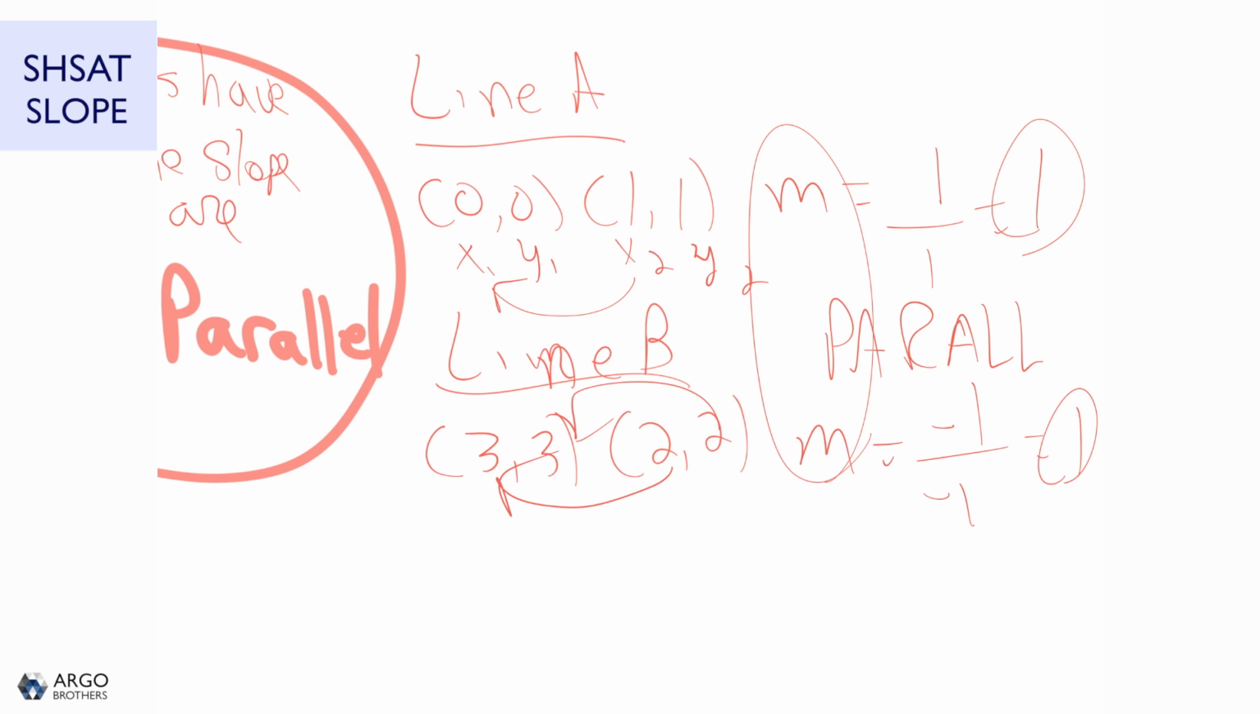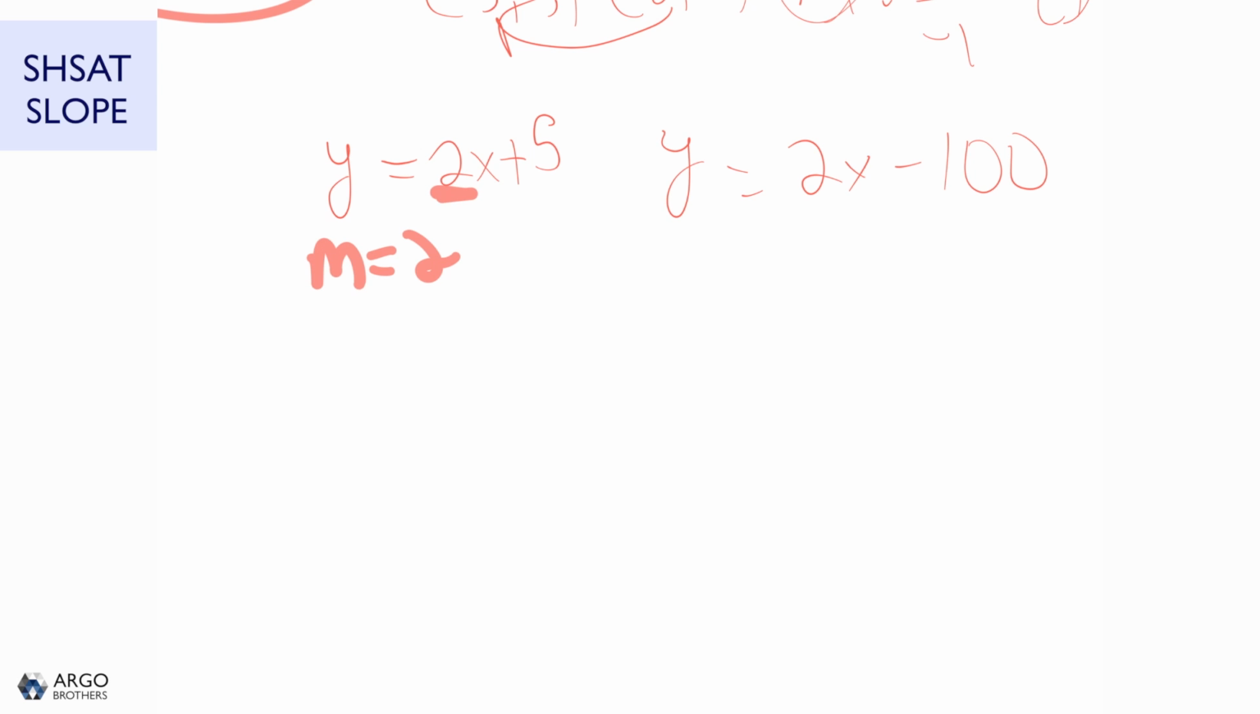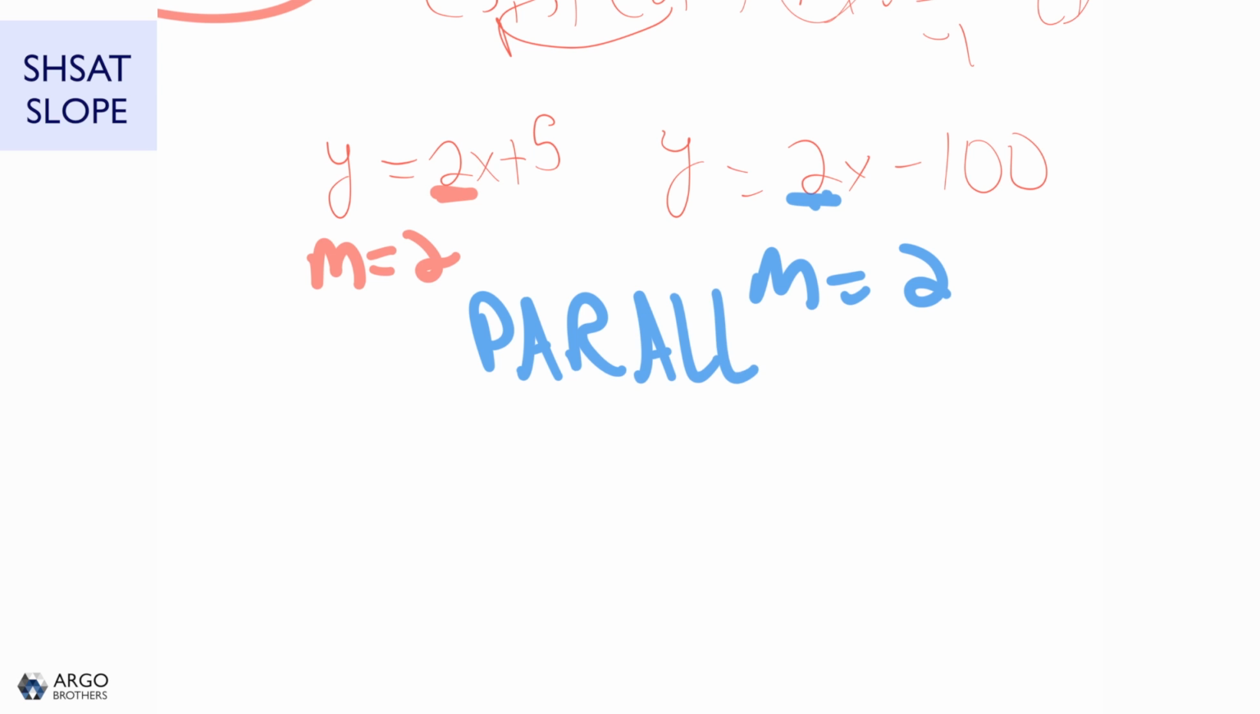And then you can also test if lines are parallel when you're given the line equations itself. So let's give ourselves two line equations. y equals 2x plus 5 and y equals 2x minus 100. Well, what's the slope of the first line? The slope here is m equals 2. The slope here in the second line is m equals 2. So yes, they are parallel. So that's how you tell when you're given the equations of the lines.